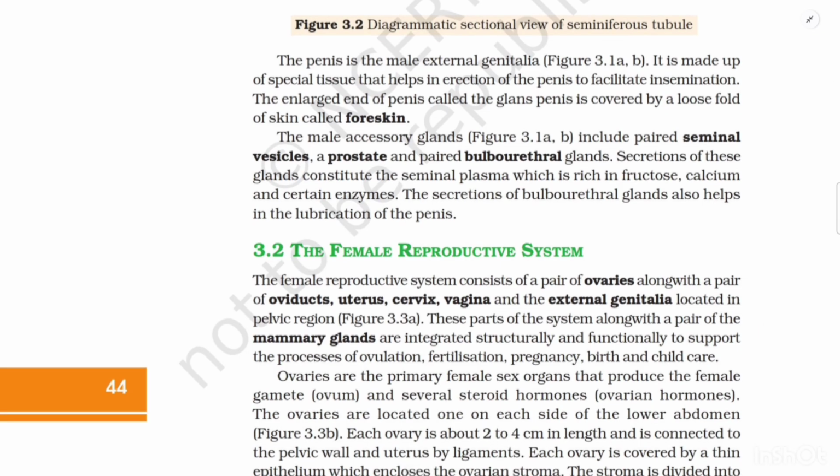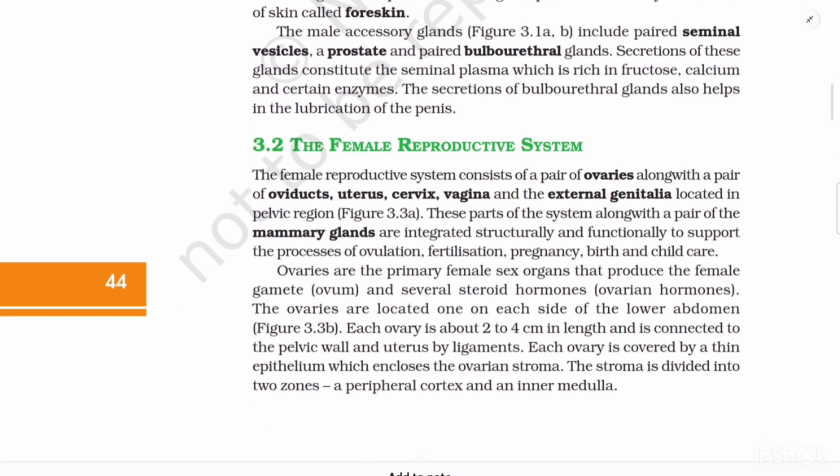The male accessory glands include paired seminal vesicles, a prostate, and paired bulbourethral glands. Secretions of these glands constitute the seminal plasma, which is rich in fructose, calcium, and certain enzymes. The secretions of bulbourethral glands also help in the lubrication of the penis.